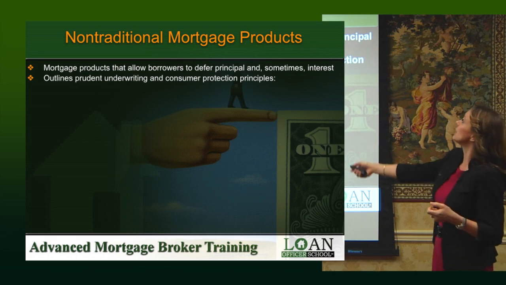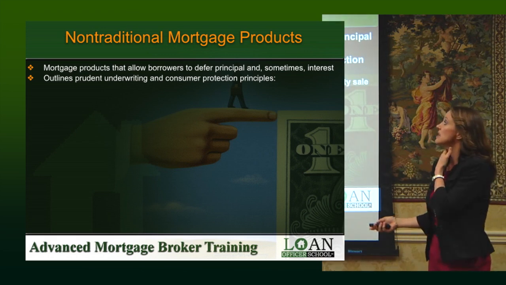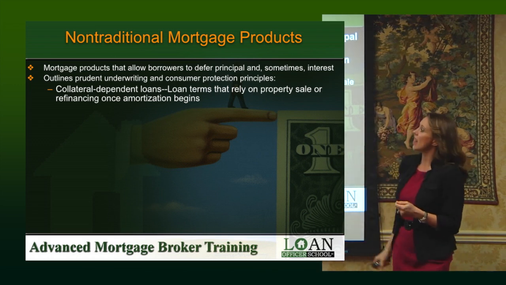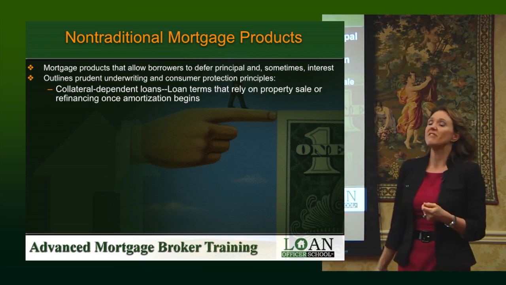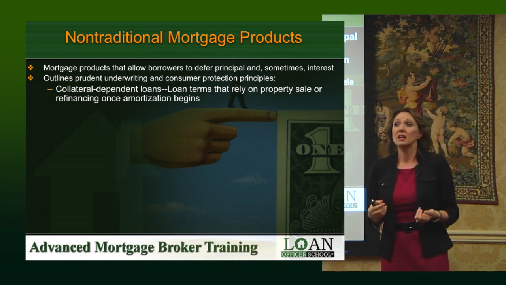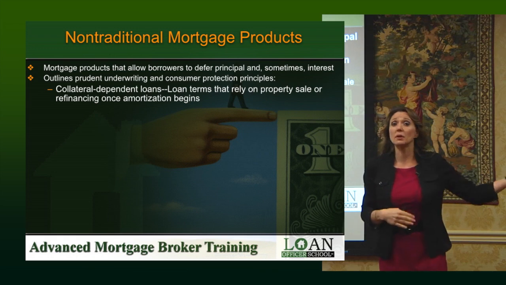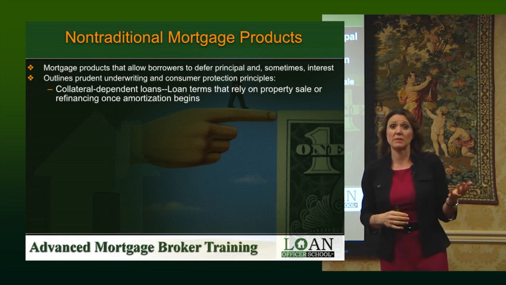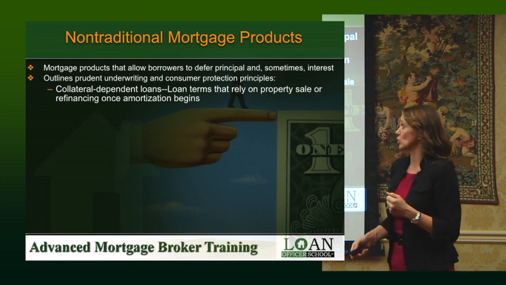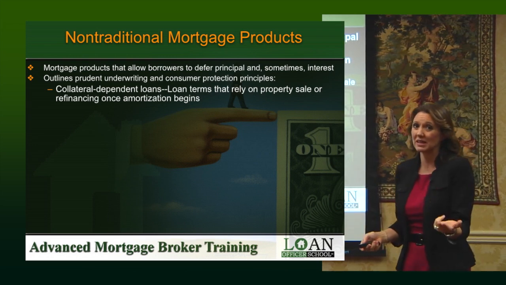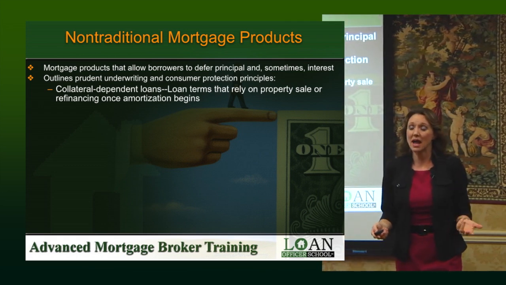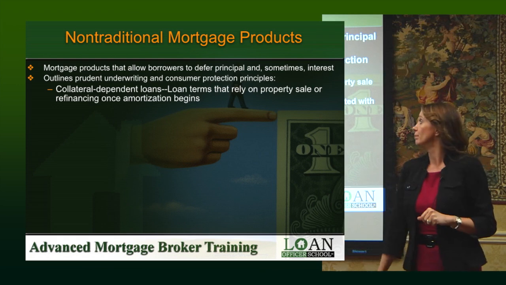They outline prudent underwriting and consumer protection principles, things like collateral dependent loans. This is a loan term that relies on the sale of a property or refinancing once the amortization begins. So a collateral dependent loan is, you've got your home, it's a sellable asset in the event you can't make your payments. As long as value is there and equity is there, you can always sell the house and get out of your loan. But those are very dangerous when you're counting on the collateral to pay off the debt, because if the value of the collateral goes down, now you're upside down and in a real pickle.